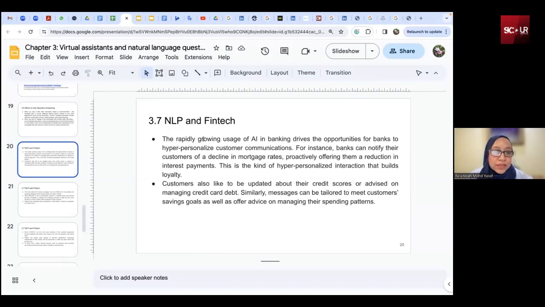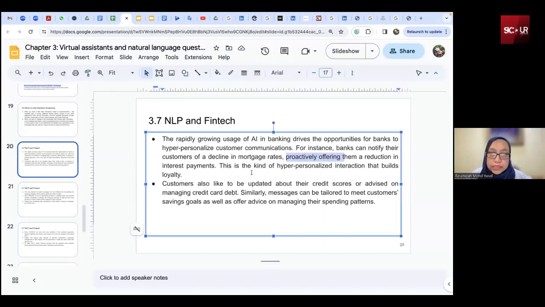So kita continue. The rapid growth of NLP and fintech. So how to relate NLP and fintech? The rapid growing usage of AI in banking drives the opportunity for banks to hyper personalize customer communication. For instance, bank can notify their customers of a decline in mortgage rates, proactively offering a reduction in the interest payment.